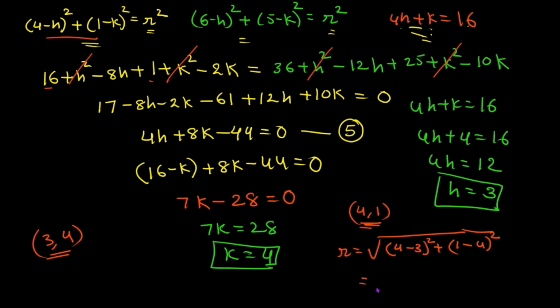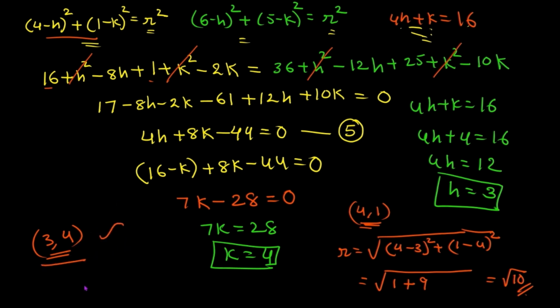Okay. So r is equal to square root of 4 minus 3 is 1, square 1, plus 1 minus 4 is 3, 3 square is 9. So that's equal to square root of 10. Okay. So now the radius is square root of 10 and the center is 3, 4.